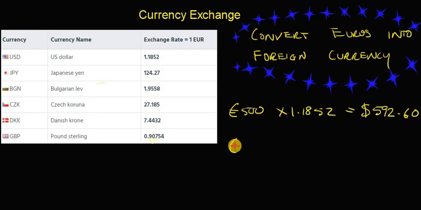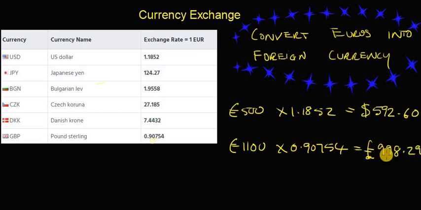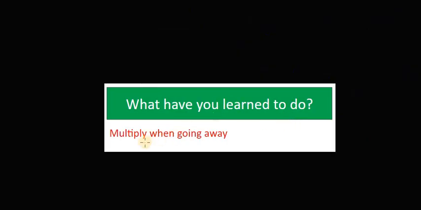If we want to convert, say, 1,100 euros into sterling, well, then we multiply it by 0.90754. And that's going to give us €998.29. So what have we learned to do? We've learned to multiply when going away. We multiply our euros by the exchange rate, which will give us our foreign currency.